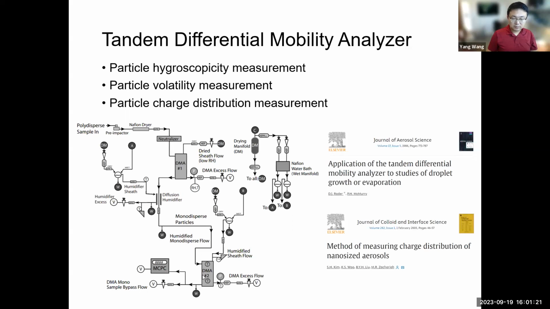So for the doubly charged particles, you're going to detect them under lower voltage because now they have a higher electrical mobility, right? And further, based on the concentration you see from the DMA, you could then directly calculate what the charge distribution of the aerosols is. Okay, so here I also have another paper talking about the method for measuring the charge distributions.